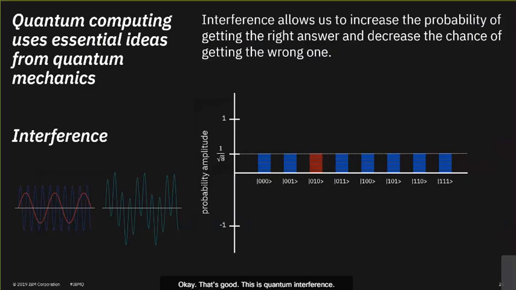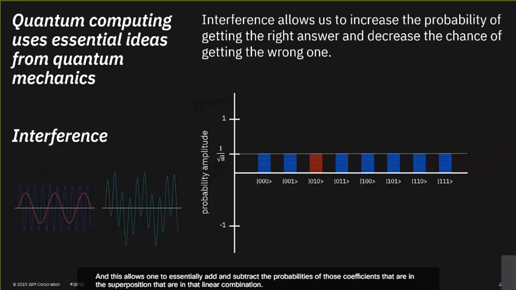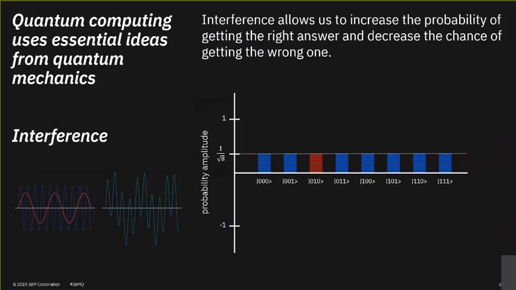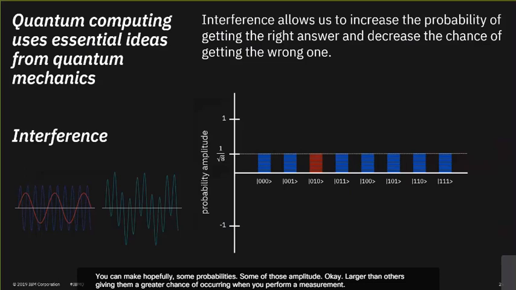This is quantum interference, and this allows one to essentially add and subtract the probabilities of those coefficients that are in a superposition, that are in that linear combination. You can make, hopefully, some of those amplitudes larger than others, giving them a greater chance of occurring when you perform a measurement. And by doing that, you take that state space that's now consisting of many more states than you started with. Basically, you had n qubits. You'd have a state space that's 2 to the n states.